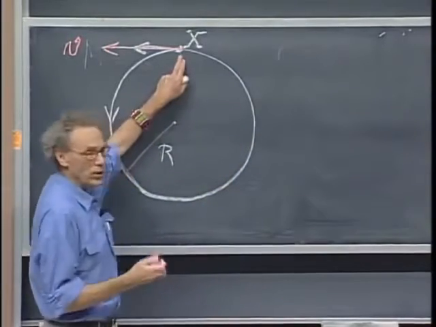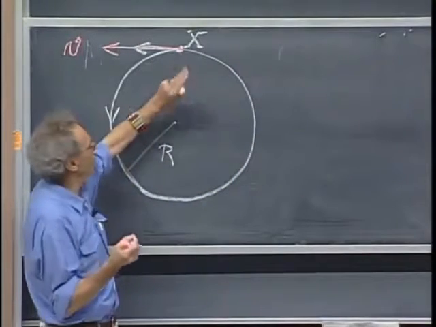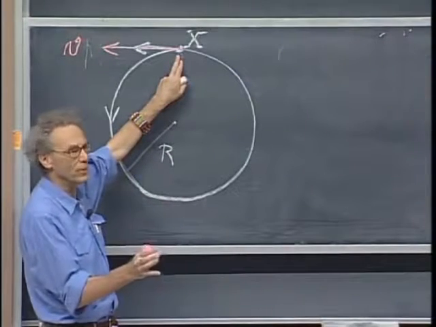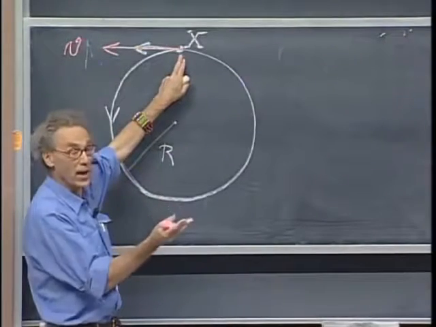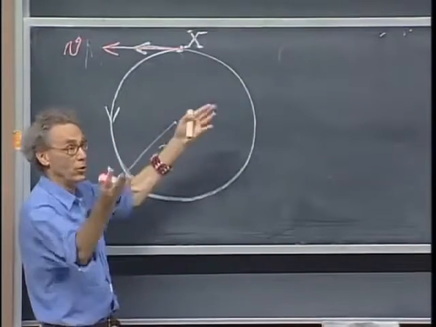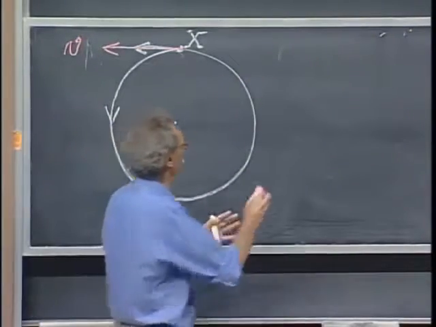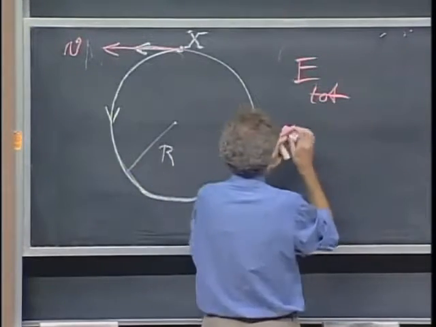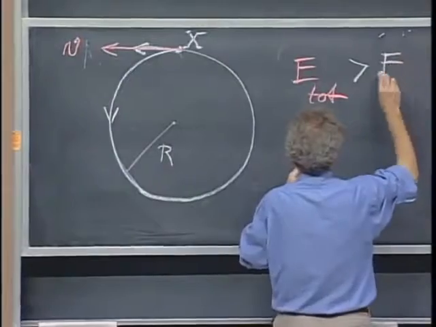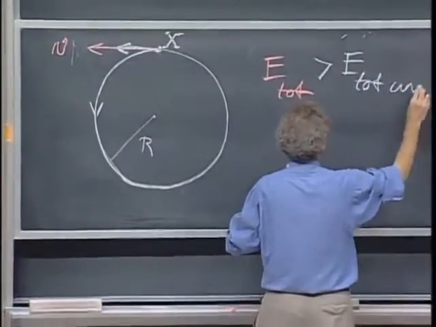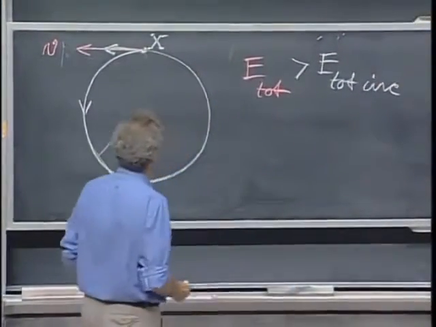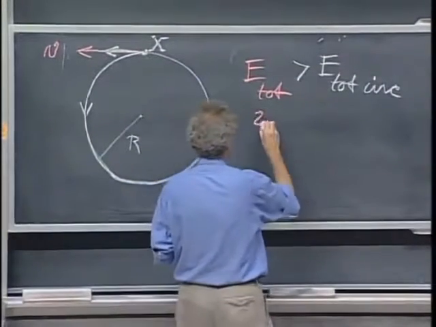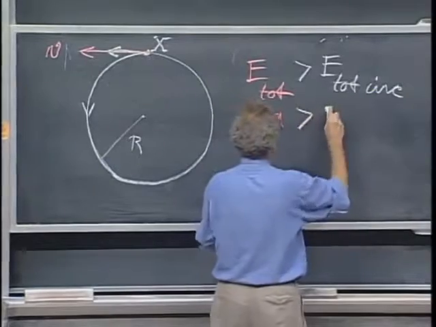The burn of the rocket is so short that I can consider after the burn that the object is still at x. It's a very brief burn. So the kinetic energy has increased, the potential energy is the same, so the total energy is up. And therefore, the total energy now is larger than the total energy that I had in my circular orbit. But if that's the case, then clearly 2a must be larger than 2r.